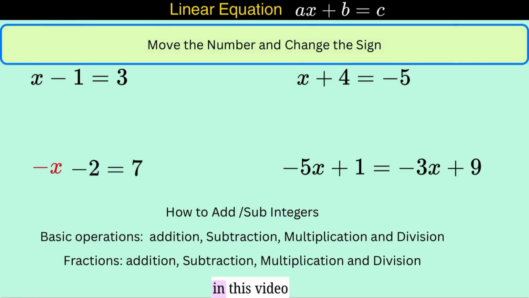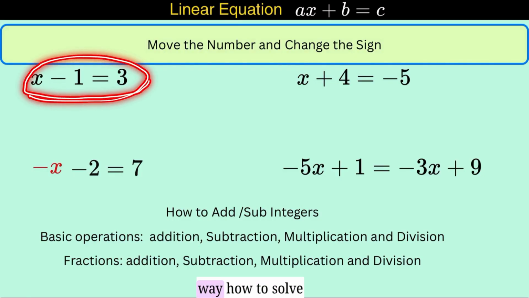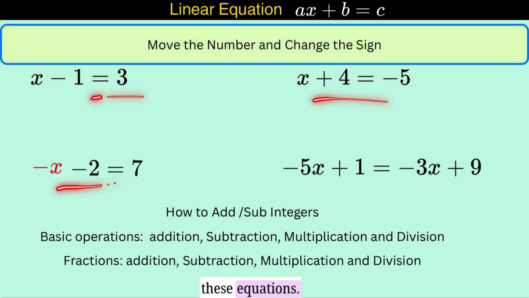Hi everyone, in this video I will show you how to solve linear equations, and I will show you a quick and easy way to solve these equations.